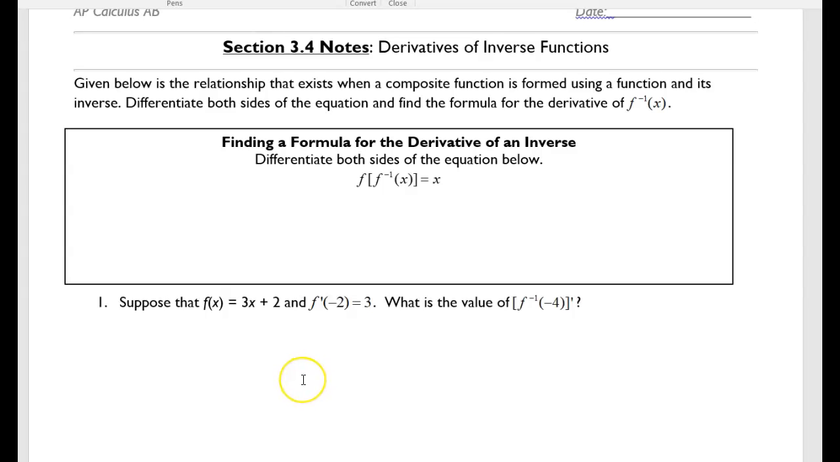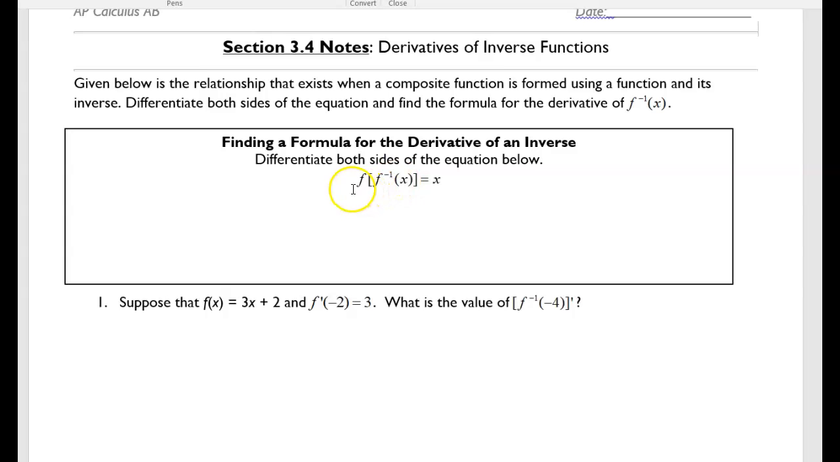In section 3.4, we'll be learning about derivatives of inverse functions. So you should remember from pre-calculus, the inverse functions are functions whose domain and range have been switched. Those were the problems where you switch the x and the y and then you solve for y. And so the property that we would keep in mind for inverse function is if you do the composition of a function and its inverse, you would get x.